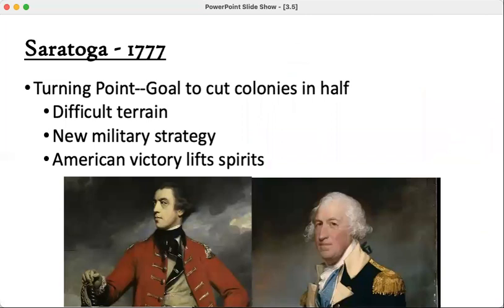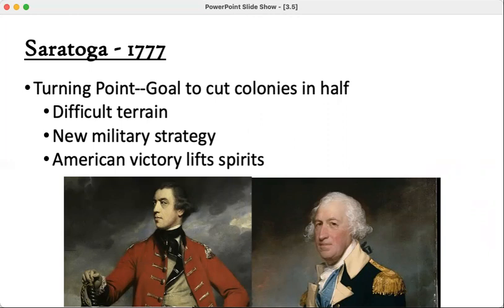Saratoga, the Battle of Saratoga acts as an effective turning point. General Howe has taken New York. General Burgoyne is coming down from Canada. The idea is to cut the colonies in half. John Burgoyne, Gentleman Johnny, as he was nicknamed, will sort of cut off the head. He'll meet up with Howe and cut off New England from the rest of the colonies, but it doesn't work.